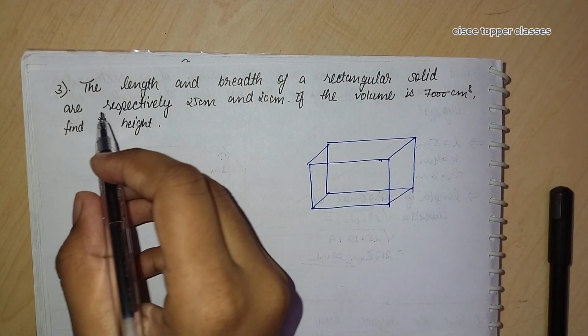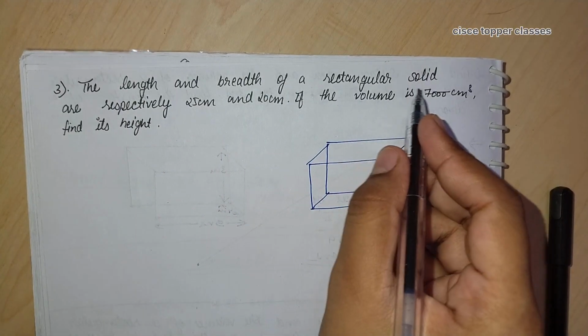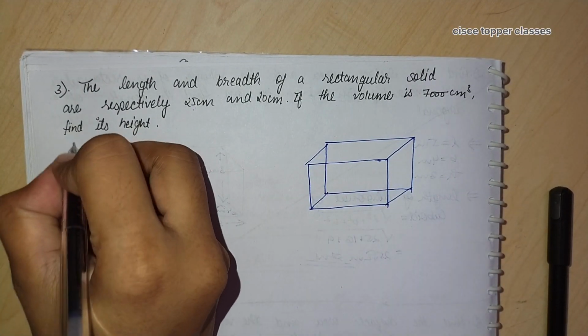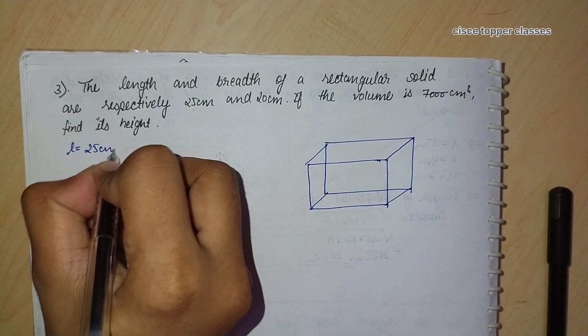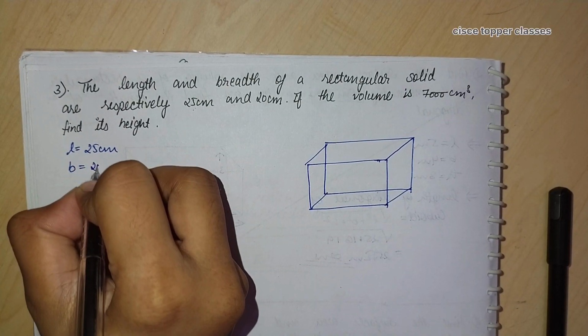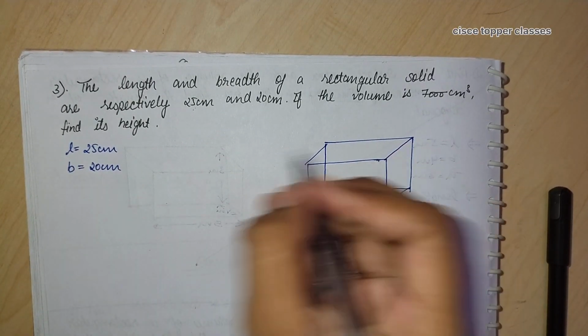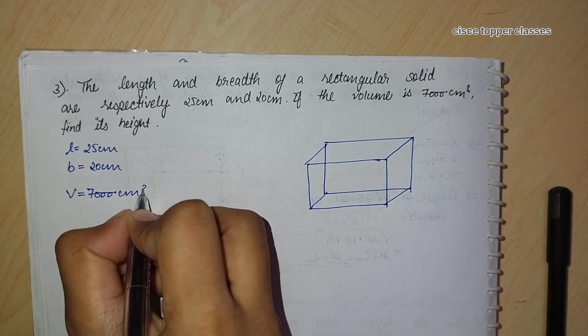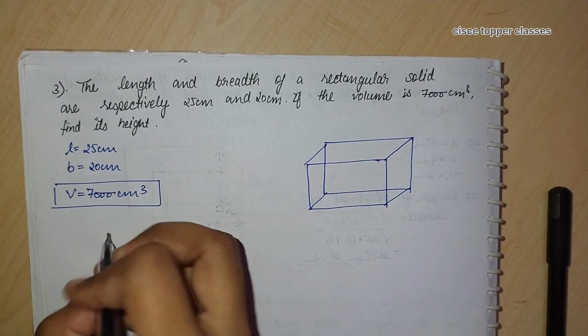Now let us solve a third question. The length and breadth of a rectangular solid are respectively 25 centimeter and 20 centimeter. Means length is equal to 25 centimeter and breadth is equal to 20 centimeter. If the volume is 7000 centimeter cubic, then find its height.